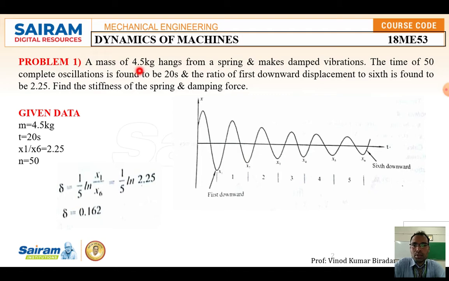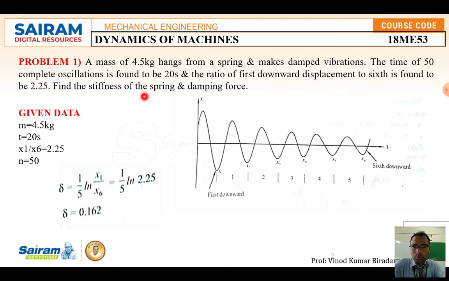A mass of 4.5 kg hangs from a spring and makes a damped vibration. So one mechanical system hangs with a weight of 4.5 kg along with that spring. The time of 50 complete oscillations is found to be 20 seconds. So within 20 seconds, 50 oscillations are completed. And the ratio of the first downward displacement to the 6th, that is x1 to x6, is given as 2.25.